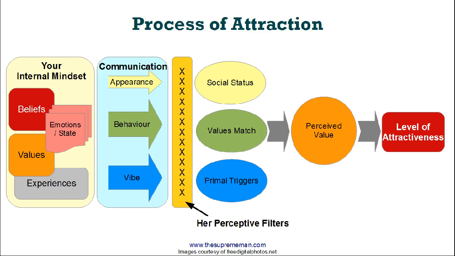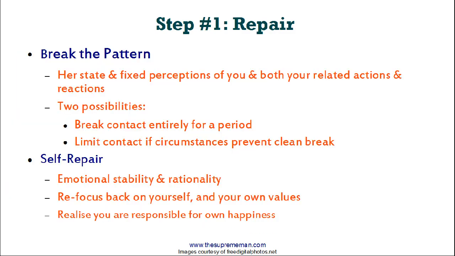So, as you can see, if those perceptive filters are established over a period of time, then you need to change those. And changing those is not easy because even if you change your appearance, your behaviour, and your vibe, if you're continually in her presence, her perceptive filters will continually be triggered in the fashion they always have done in that pattern of behaviour. So the first step in repairing the relationship or repairing the scenario is to break the pattern.